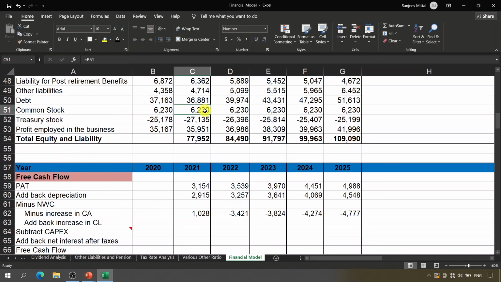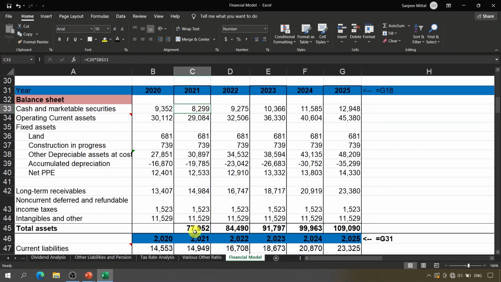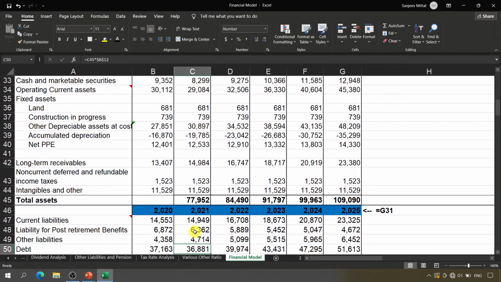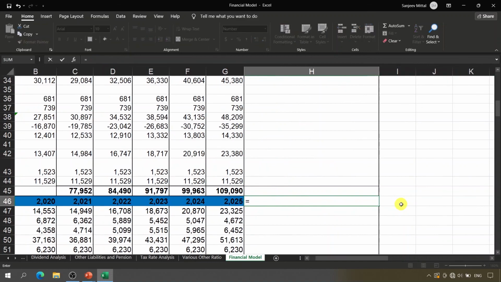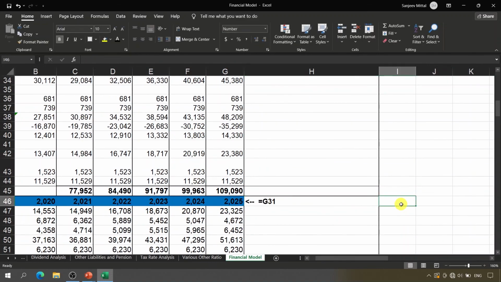So if you go to our projected current liabilities, you can simply see for the year 2020 and 2021 that for the year 2020, your current liabilities were 14,553, and for the year 2021, your current liabilities were 14,949. In this way, we can simply say that, as you can see, our current liabilities have increased.